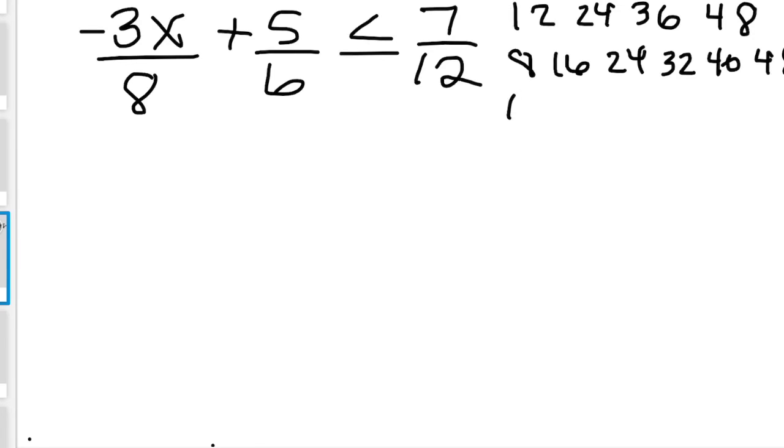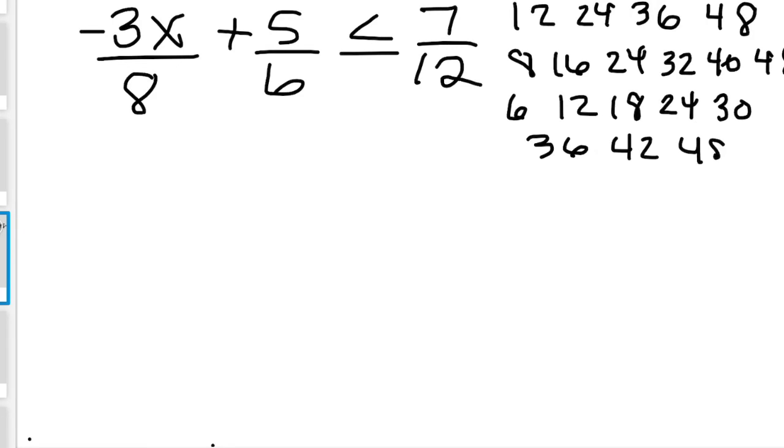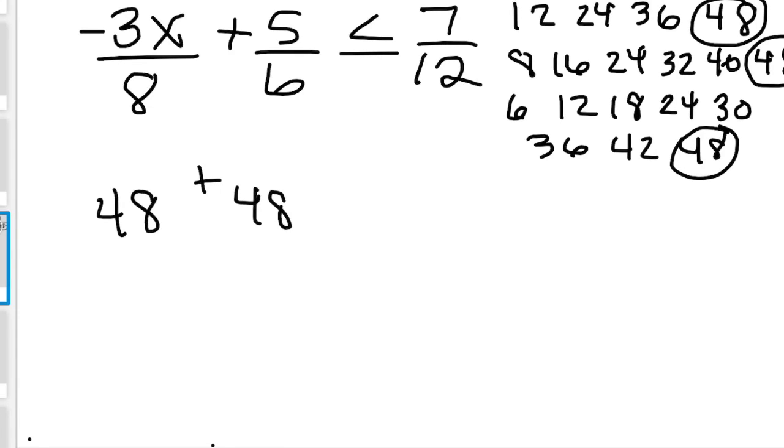And then let's do 6. 6, 12, 18. That's 6 times 3. 6 times 4 is 24. 6 times 5 is 30. 6 times 6 is 36. 6 times 7 is 42. And 6 times 8 is 48. So our common denominator is going to be 48. So we're going to rewrite this problem using the denominator of 48 for each of my terms.